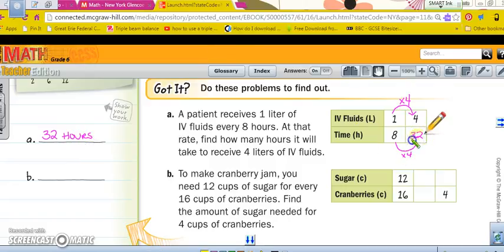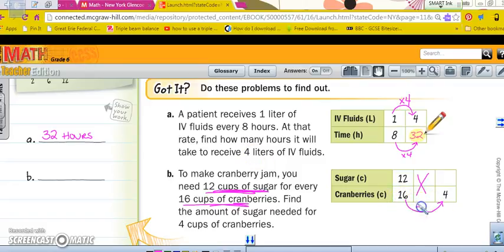Okay. Let's take a peek at the next one. To make cranberry jam, you need 12 cups of sugar for every 16 cups of cranberries. So the two things we're talking about are sugar and cranberries. 12 cups sugar, 16 cups cranberries. Find the amount of sugar needed, so I don't know the sugar, for 4 cups of cranberries. Can I go straight from 16 to 4? I can, so I don't need this middle box. Sometimes we can't go straight there, so we need the middle box. But in this case, I don't need it.